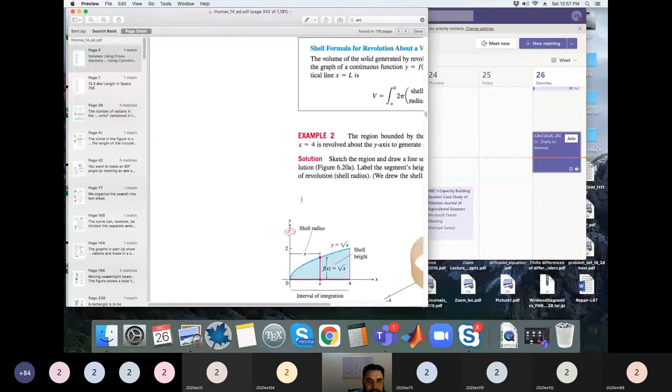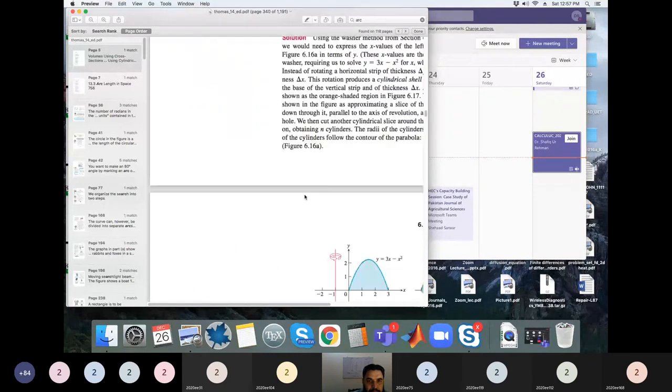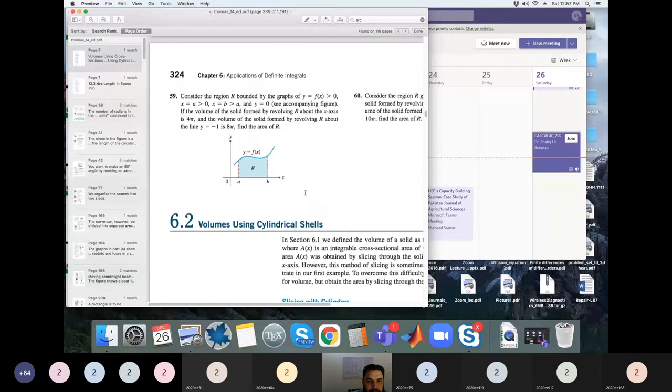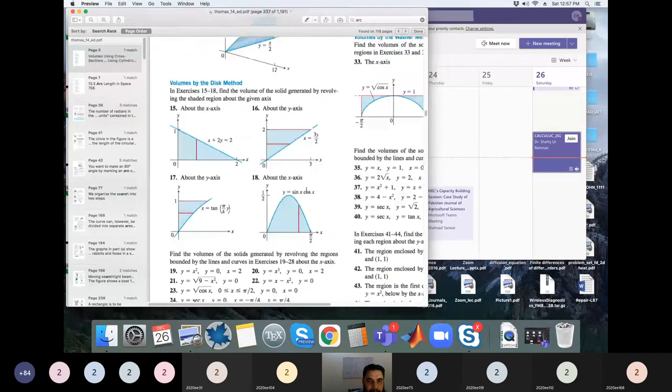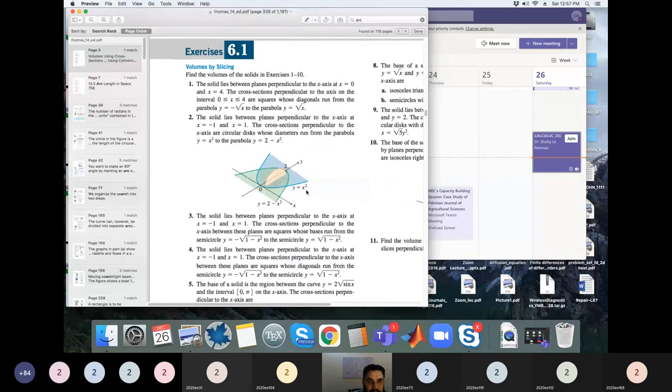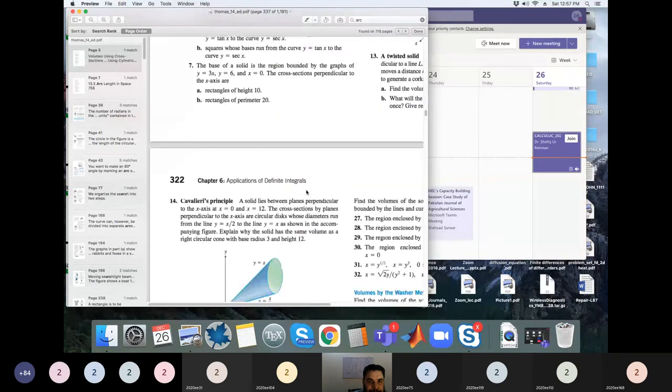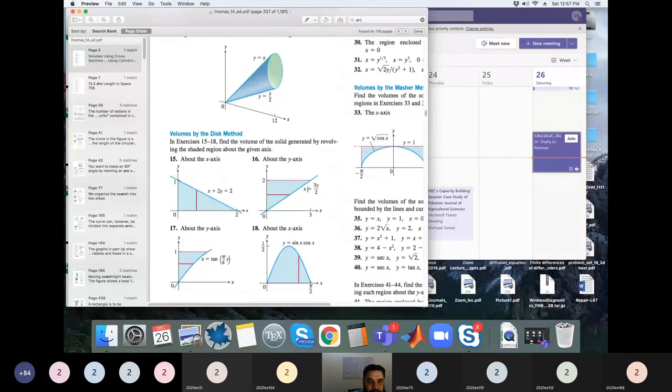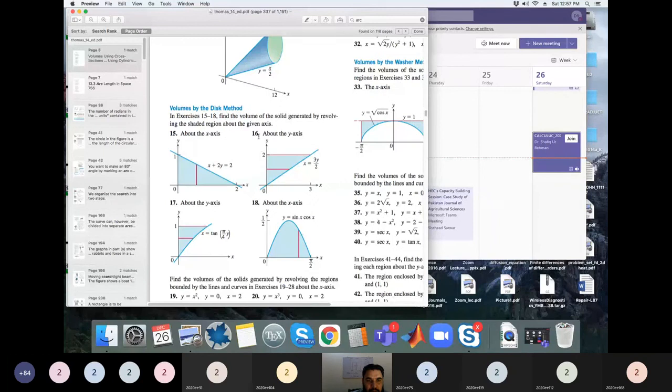6.1. Yep, here you go, 6.1. Find the volume of the solid generated by revolving the shaded region about the given axis. For example, the shaded region is A, and you need to rotate it about the x-axis.